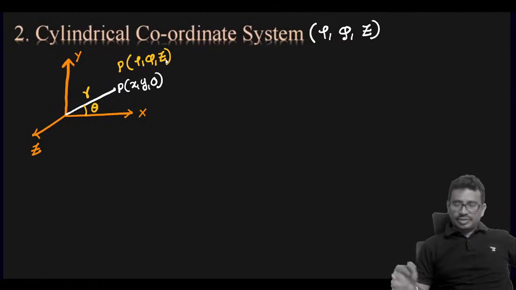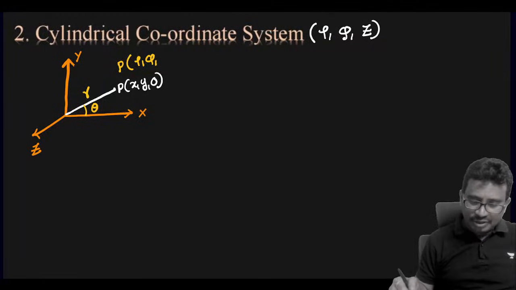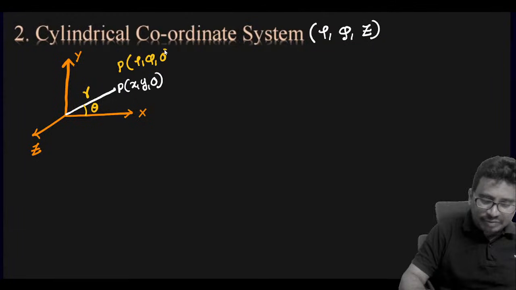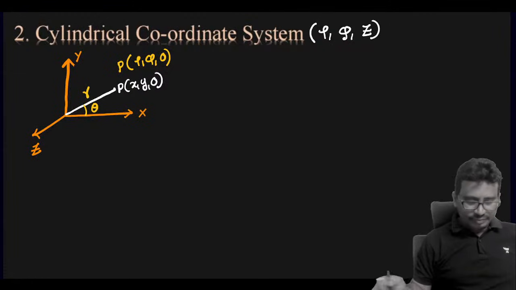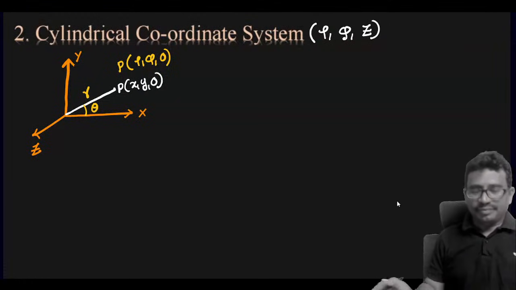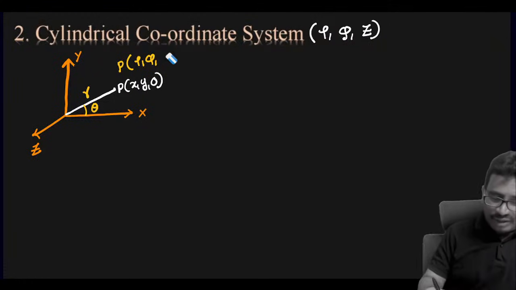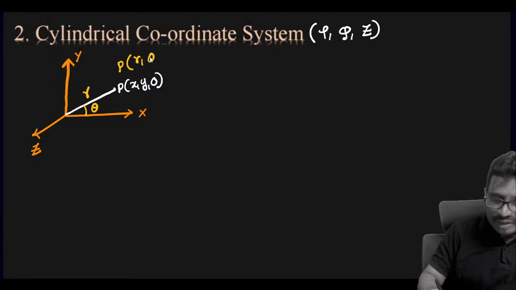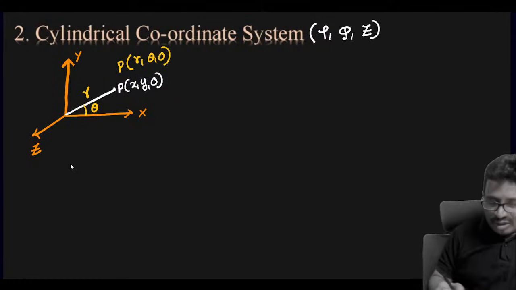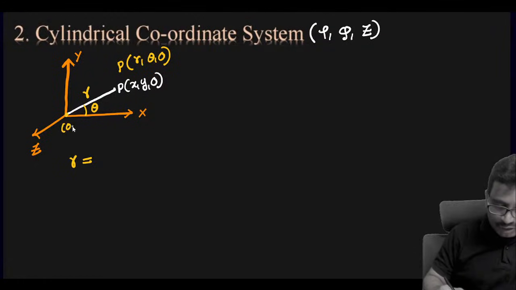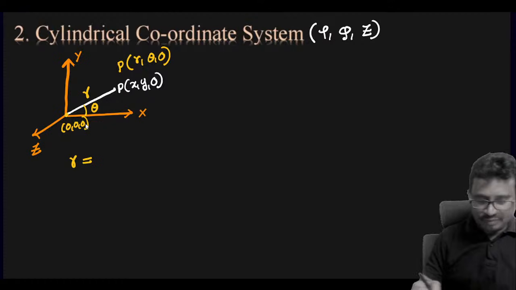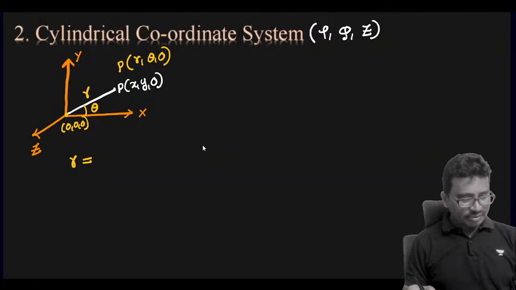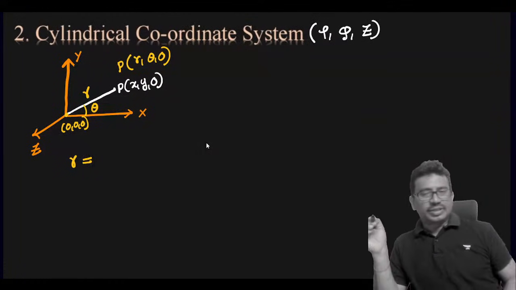Rho, phi. So the z value is 0, of course. The z coordinate is how much now? 0. Now what is rho here? Here we have taken it as r comma theta comma 0. What is r? It is the distance from the origin to the point.